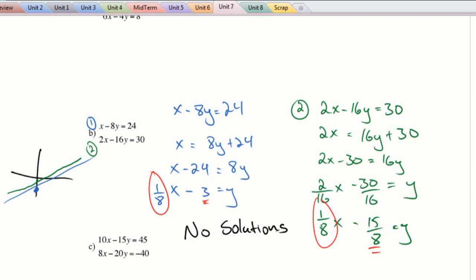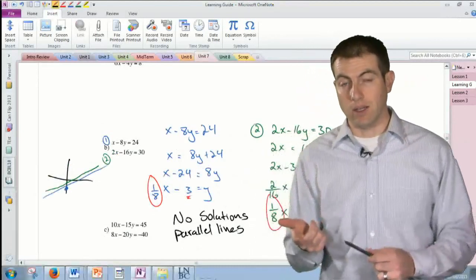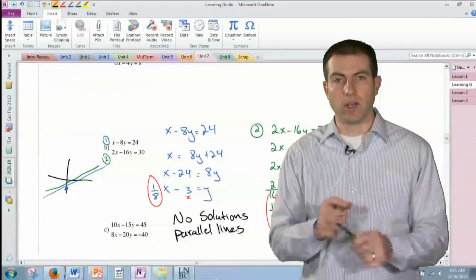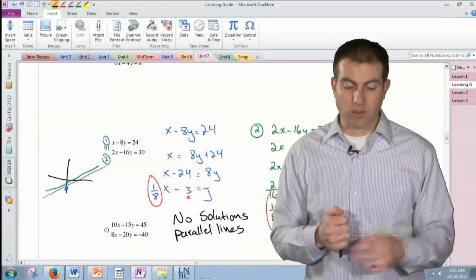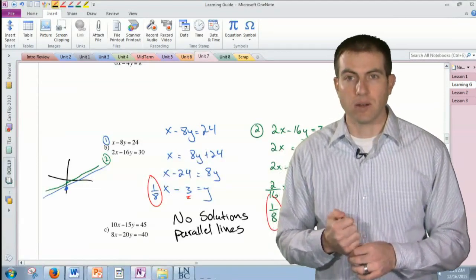Because parallel lines. Now, I need to be careful with parallel lines, because if my lines are parallel and they have the same y-intercept, that means they're going to be on top of one another, and I'll have coincident lines or infinite solutions, but that's not the case here. I have different y-intercepts, so that's what we're doing there.